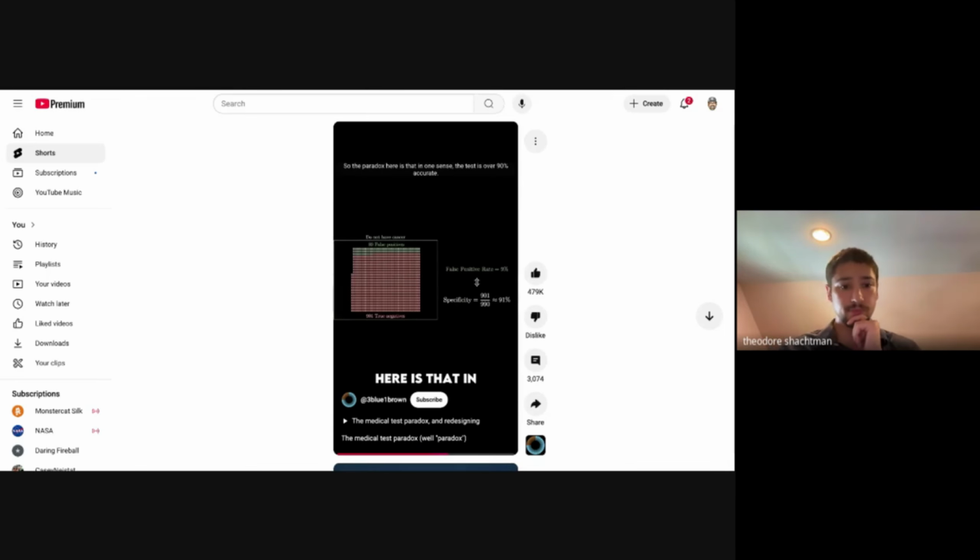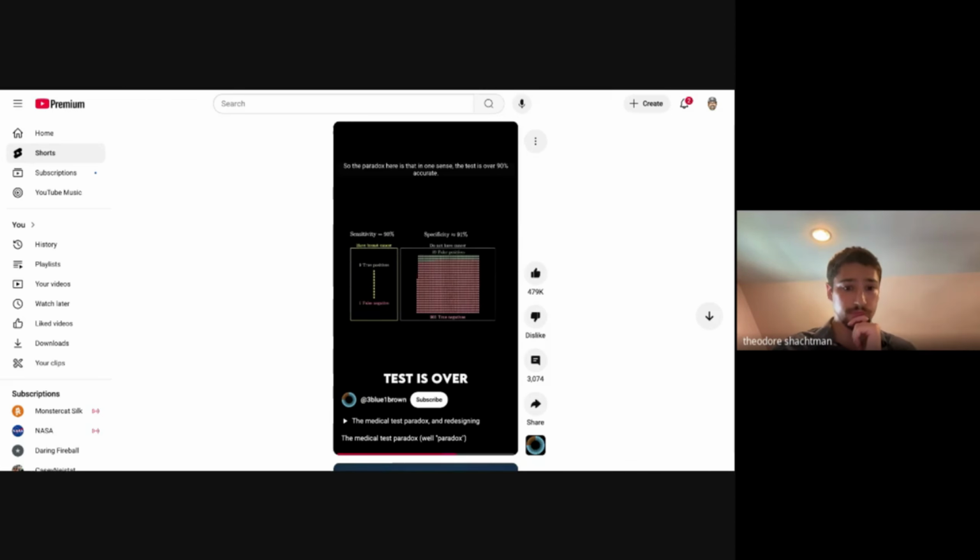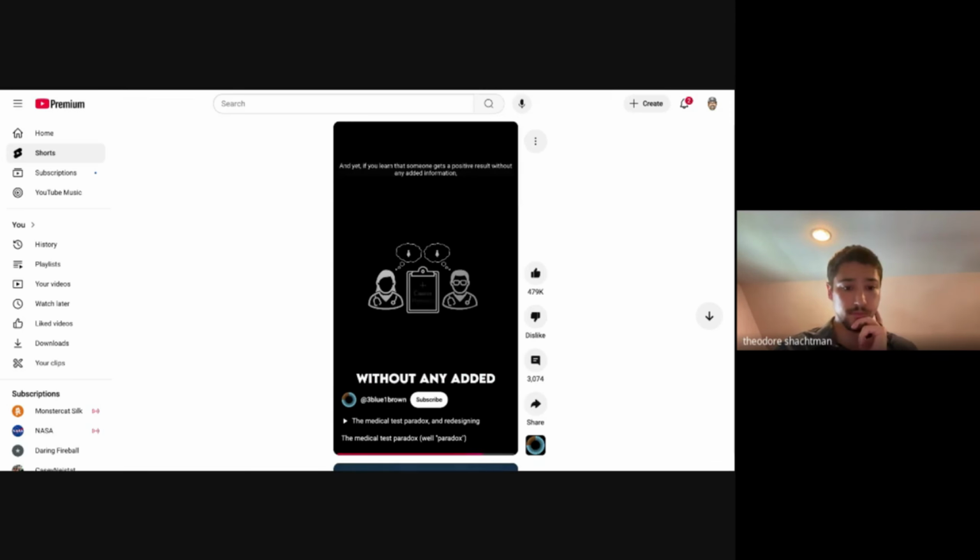So the paradox here is that, in one sense, the test is over 90% accurate. It gives correct results to over 90% of the patients who take it. And yet, if you learn that someone gets a positive result without any added information, there's actually only a 1 in 11 chance that that particular result is accurate.